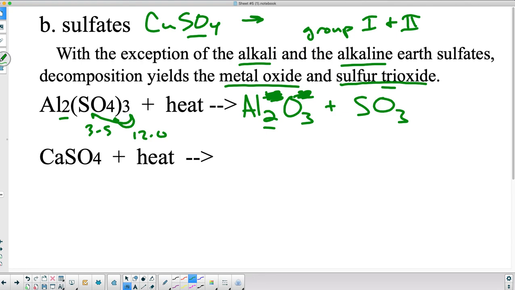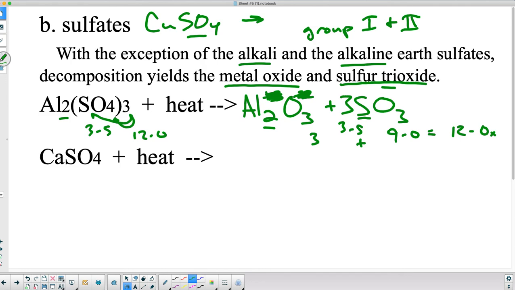So how many sulfurs do I have on the right-hand side? I have 1, when on the left-hand side I have 3. So I put a 3 in front, that gives me 3 sulfurs. It gives me 3 times 3 is 9 oxygens. Over here I have 3 oxygens plus 9 equals 12 oxygens. Excellent. I think I'm balanced on both sides. 2 aluminums, 3 sulfurs, and 4 times 3 is 12 oxygens on the left-hand side, and 3 plus 9 is 12 oxygens on the right-hand side.